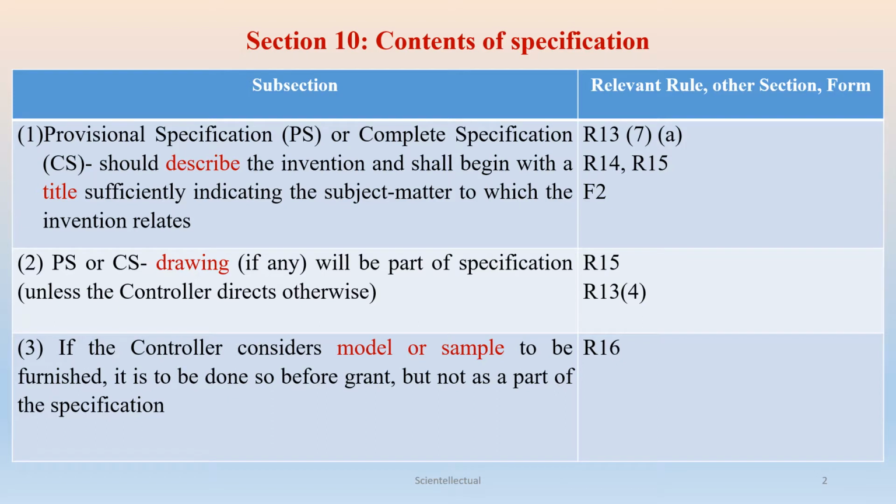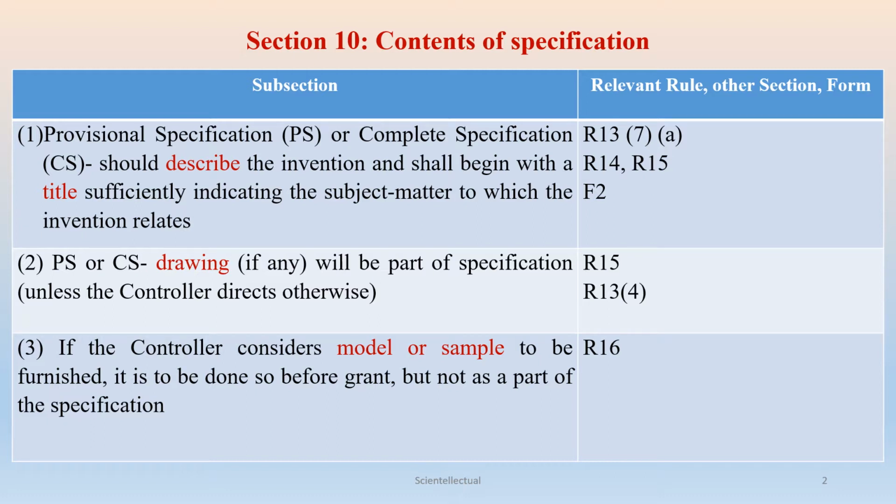Section 10, subsection 1. In any patent application, there are two types of specifications: provisional specification and complete specification. Both specifications should describe the invention and shall begin with a title. That title should sufficiently indicate the subject matter to which the invention relates. The necessary rules for this are Rule 13(7)(a), Rule 14 and Rule 15. And the form in which provisional specification or complete specification is to be filed is Form 2.